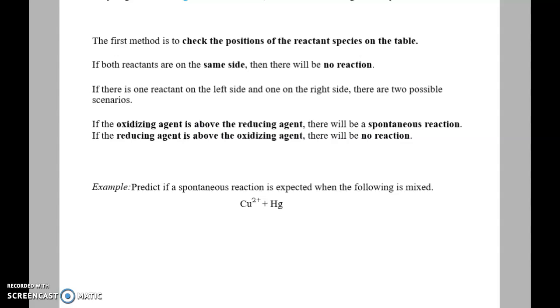So, a good thing to do is to identify the oxidizing agent and the reducing agent. Then you check to see if the oxidizing agent is above the reducing agent. If it is, then there will be a spontaneous reaction. However, if the reducing agent is above the oxidizing agent, there will be no reaction.